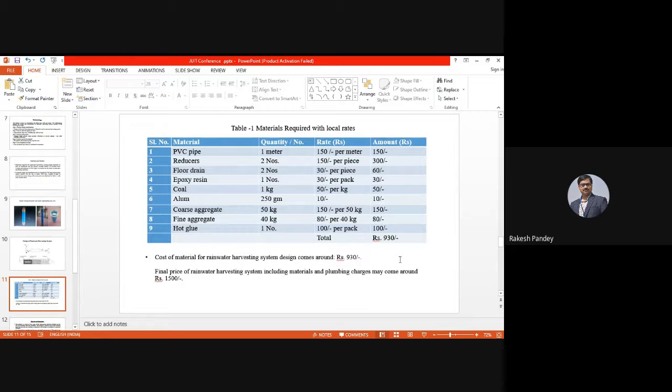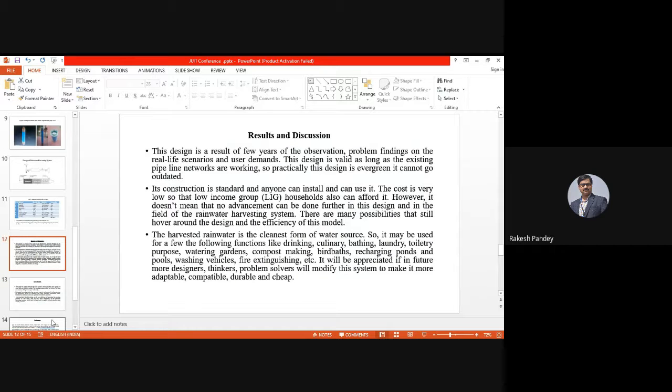And if we add some plumbing charges for the installation, the cost will be around 1500 rupees. So we have fitted this rainwater harvesting system in the existing drainage line of this building, our home. After this design, when we compared it with a conventional design system, our cost is around 10 times less than what is presently used for rainwater harvesting systems, which may cost around 10 to 15,000. The cost is reduced because we have used the existing drainage or water collection system from the rooftop.